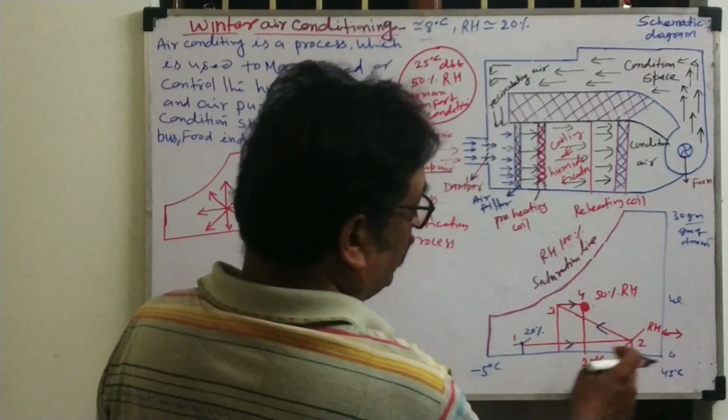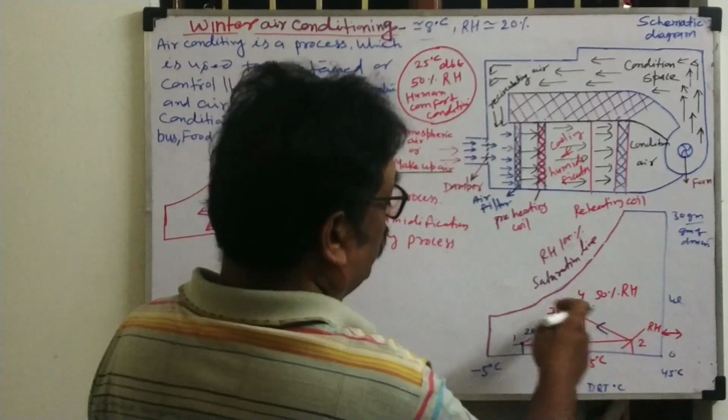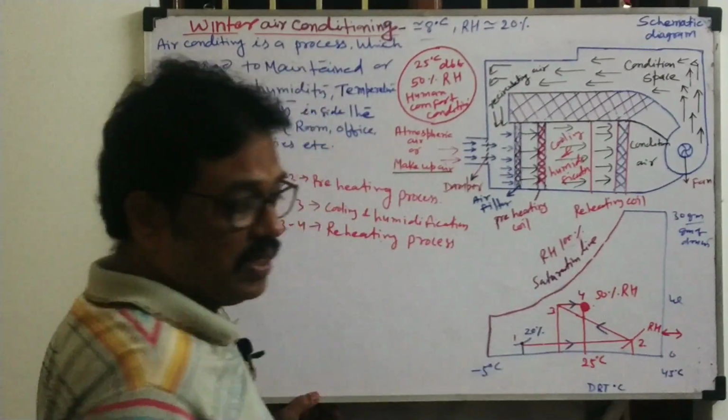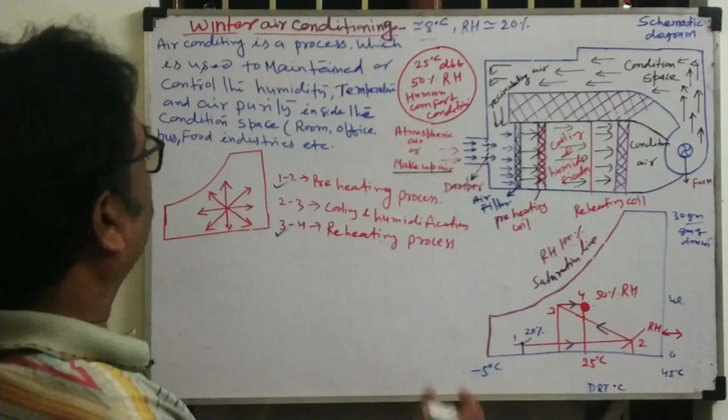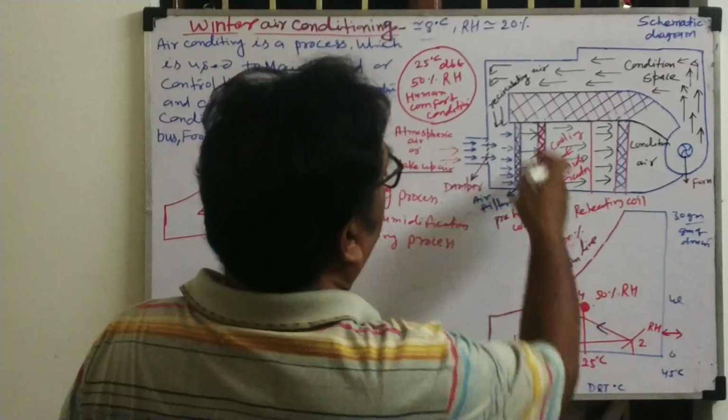So you have to write what you are seeing here. 1 to 2, what is happening; 2 to 3, what is happening for that particular process; 3 to 4, what is happening. That theory you have to write. So this is the process for winter air conditioning.